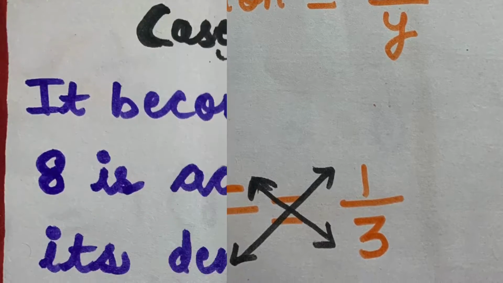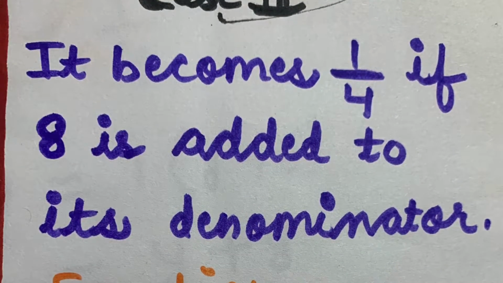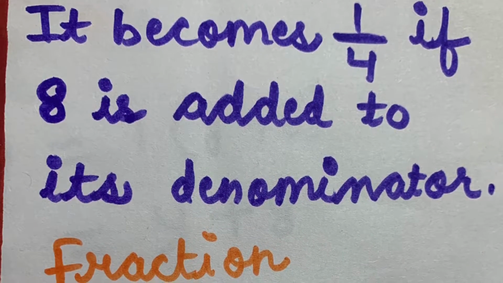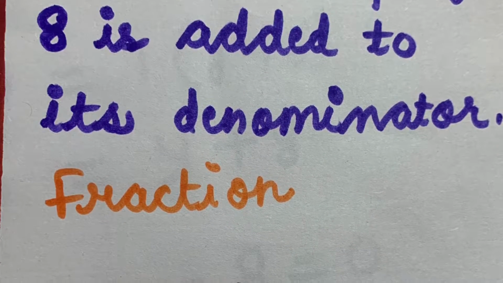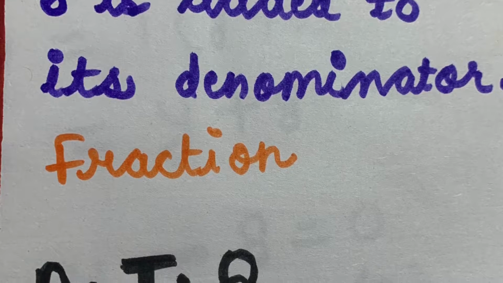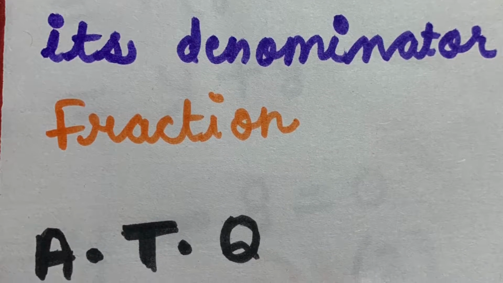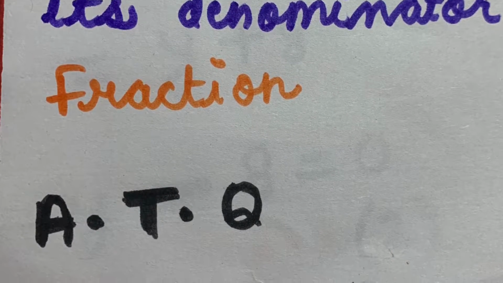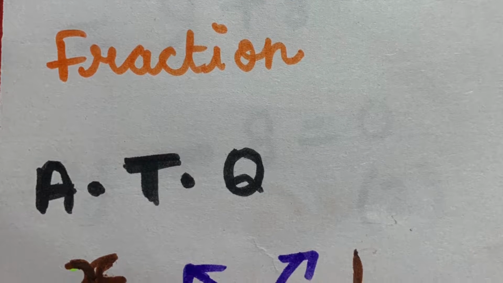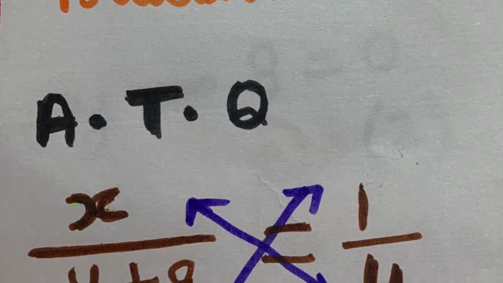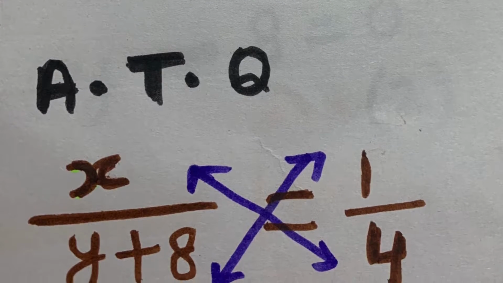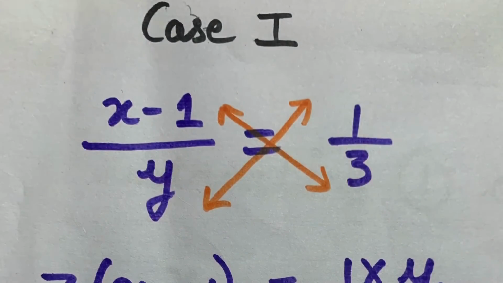Case 2, children: it becomes 1 by 4, means equal to 1 by 4, if 8 is added to its denominator, means we have to add 8 in the denominator. It would become y plus 8, but no change in the numerator. Now we shall solve both the cases.